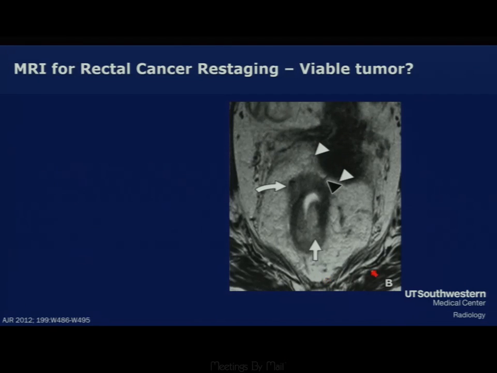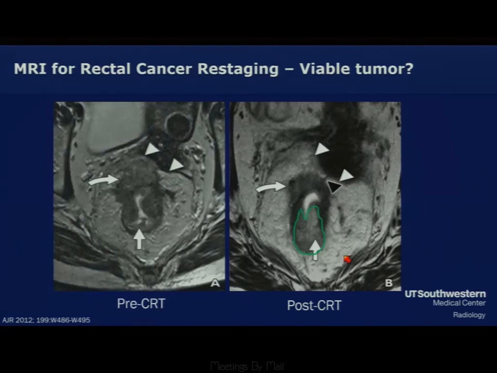I love this case. This is from the literature. This is the best. I have some cases from our institution, but this is the best way to illustrate the example. So if I showed you this case, post-chemoradiation, and asked you, what do you think about tumor versus fibrosis? Well, you may look at this area posteriorly here and say, well, there's a large amount of intermediate signal intensity, and this is residual viable tumor.